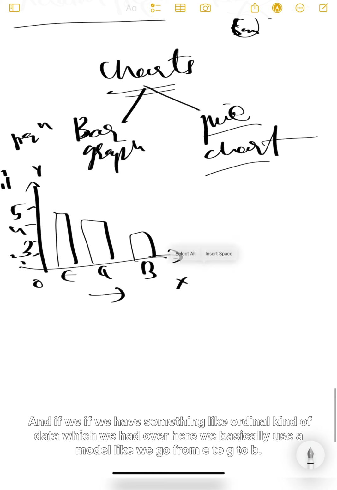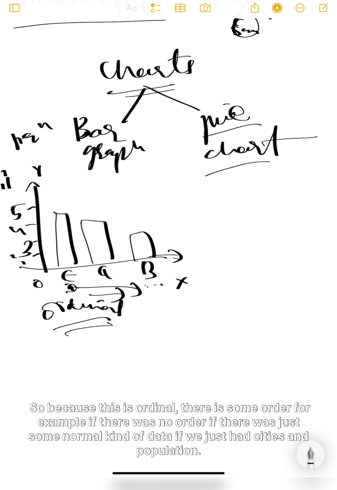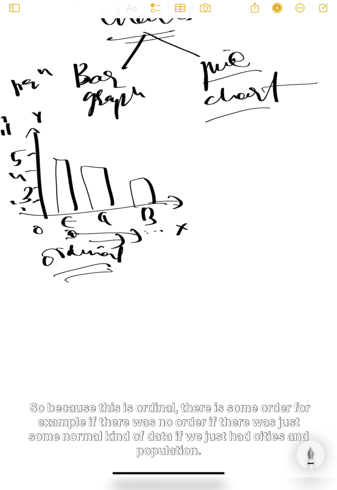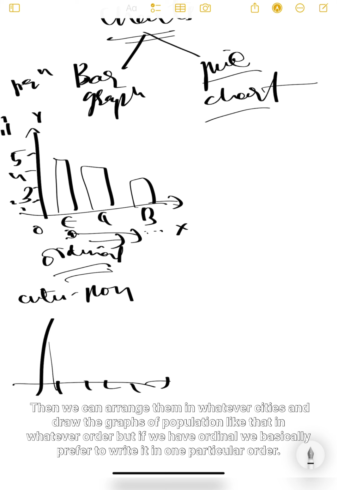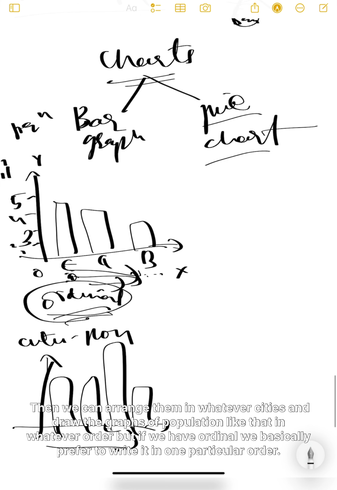And if we have something like ordinal data, which we had over here, we basically use a model like we go from E to B. So this is first, second, and third, as we have discussed about the ordinal scale of measurement in the previous video. Because this is ordinal, there's some order. For example, if there was no order, if we just had cities and population, then we can arrange them in whatever order and draw the graphs of population like that. But if we have ordinal, we basically prefer to write it in one particular order.